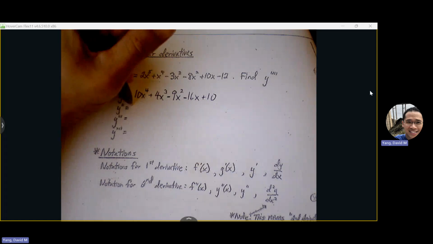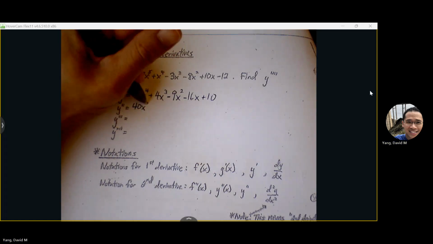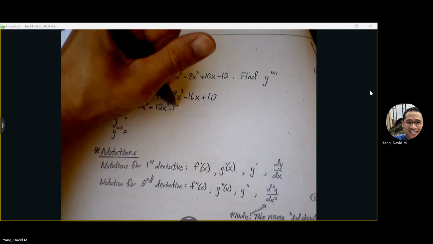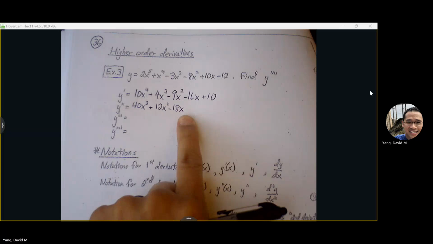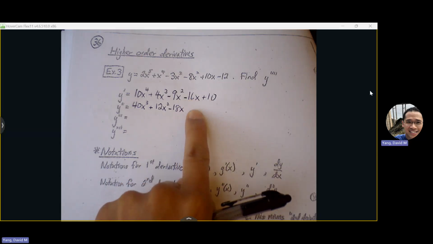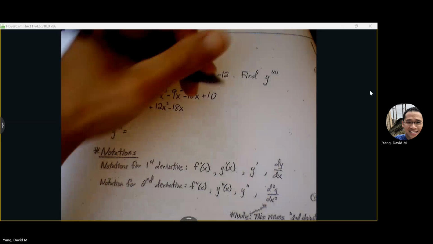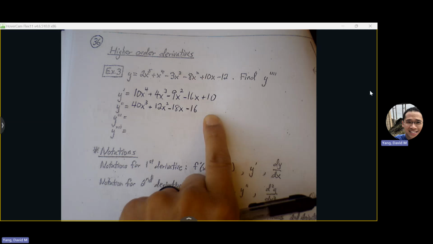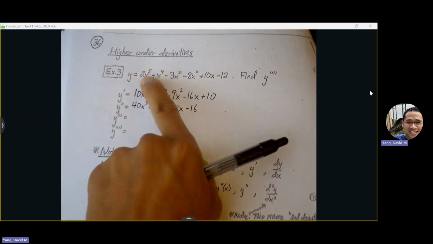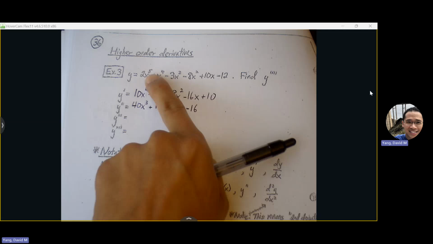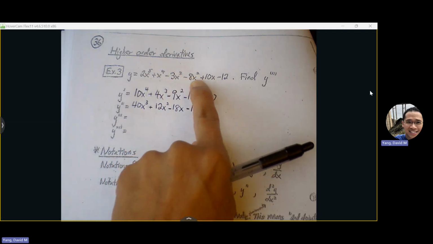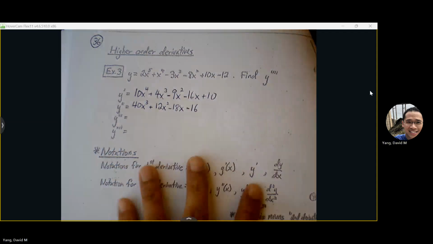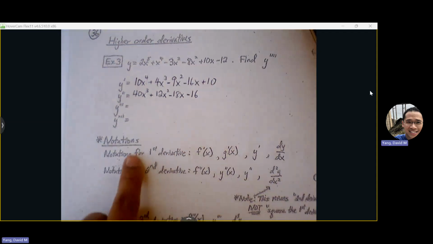That's the first derivative. Second derivative. Negative 16x becomes just negative 16, and the 10 goes to 0. Now, let's say, what prediction can we make, assuming that we're always starting with a nice positive integer exponent?